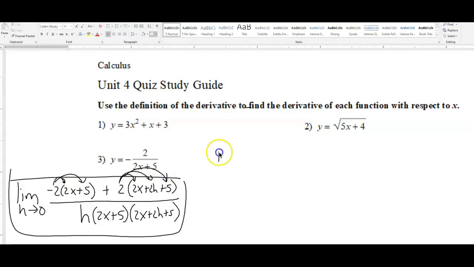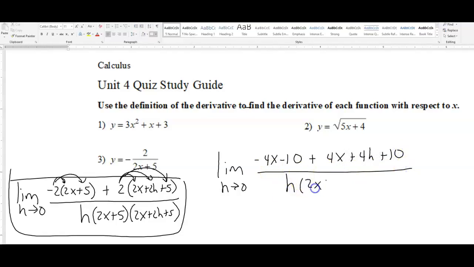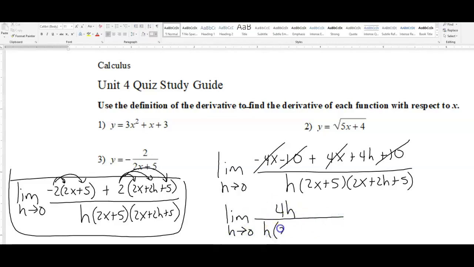And so that's going to give me the limit as h approaches 0 of negative 4x minus 10 plus 4x plus 4h plus 10 all over this good stuff down here. All right, and the 10s cancel, the 4x's cancel, and I'm left with 4h on the top now. And this h will cancel that h. That's removing the discontinuity.